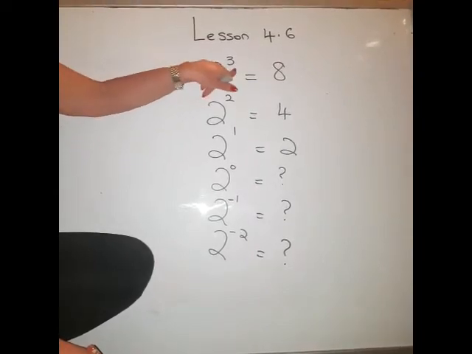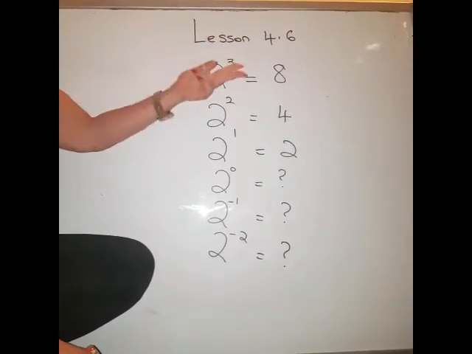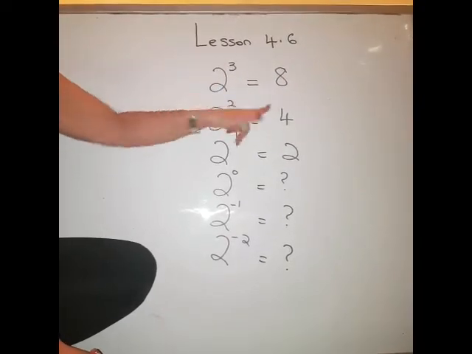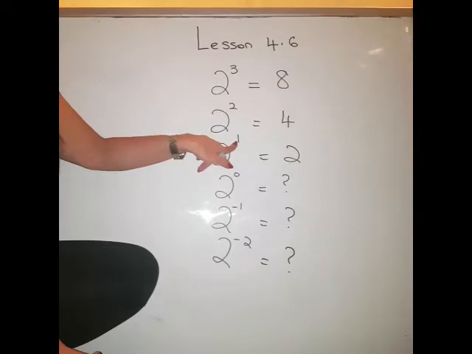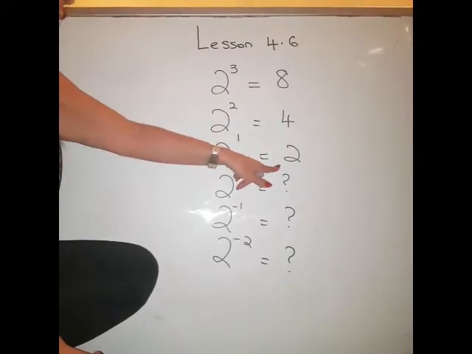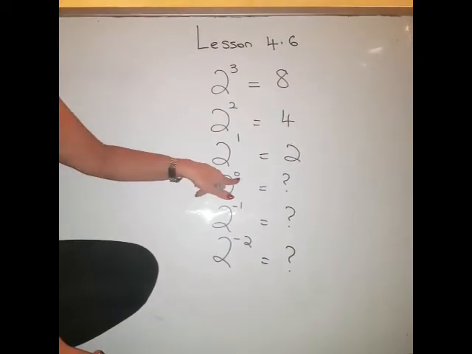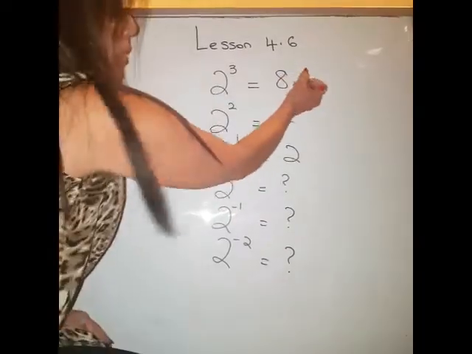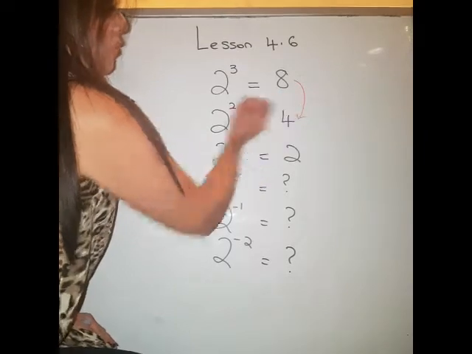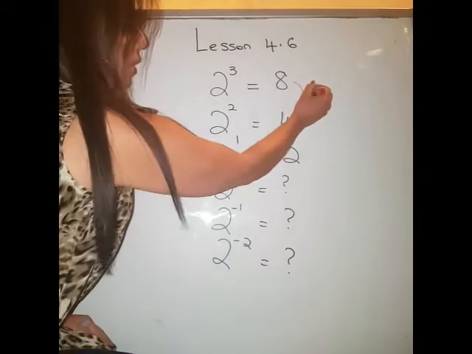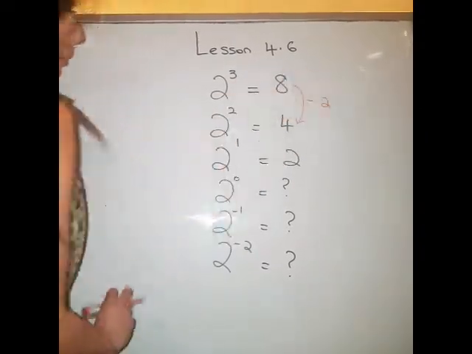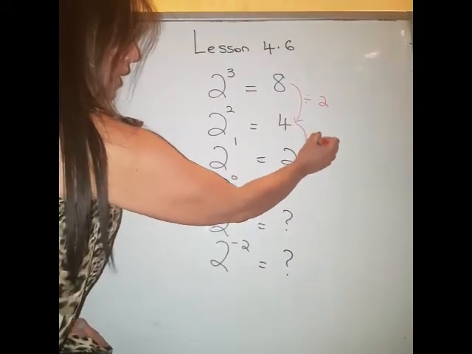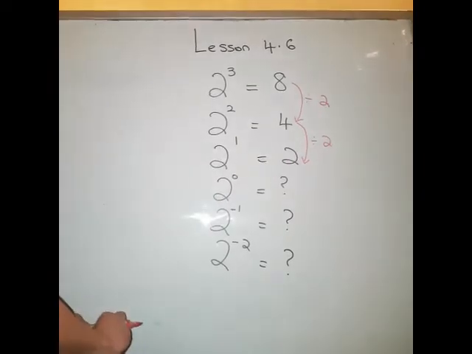If I have 2 to the third power, it means 2 times 2 times 2, which gives me an 8. 2 to the second power, 2 times 2, is 4. 2 to the first power is actually 2. And then I start off with 2 to the power of 0. If I look at the answers, from 8 to become 4, what did I do? I divided by 2. From 4 to become a 2, again I divided by 2.